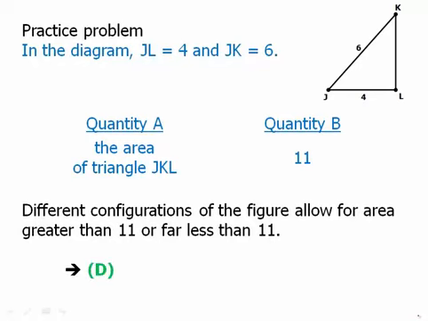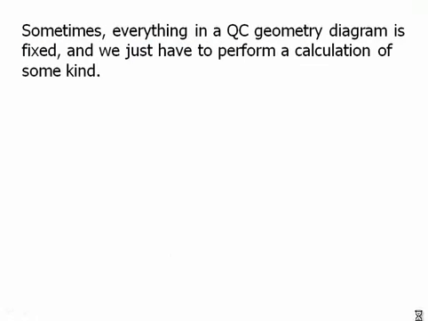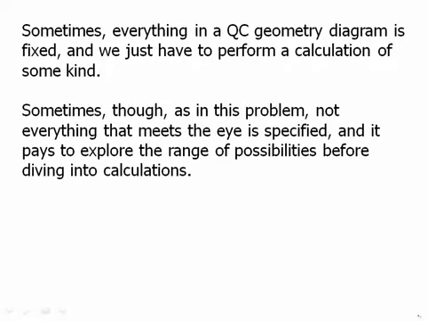And not surprisingly, in a geometry question in which there are many different possibilities for the shape, the answer is most likely D. Sometimes everything in the quantitative comparison geometry question is fixed, and we just have to perform a calculation of some kind. That's exactly what happened in the first problem. Sometimes, though, as in this problem, the one we just did, not everything that meets the eye is specified.